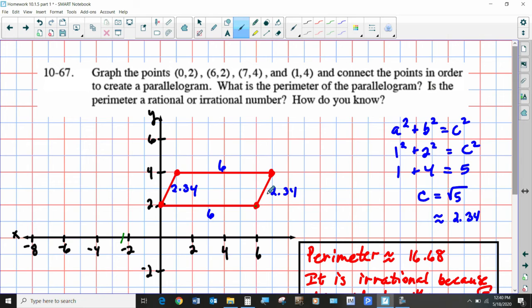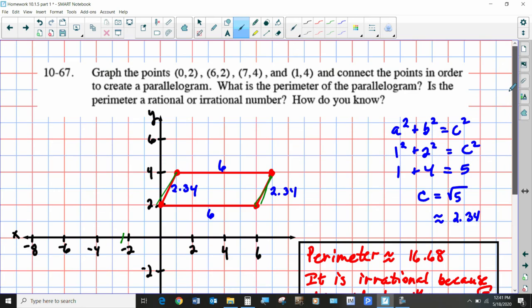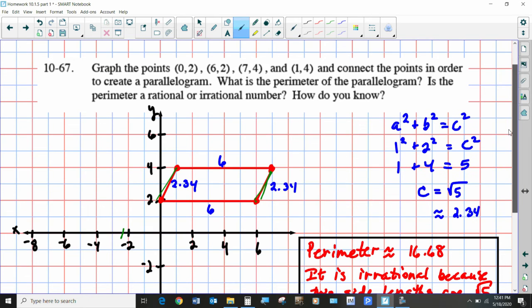Well, that's a hypotenuse, isn't it? So we have to use the Pythagorean theorem to figure out these two diagonals. So a squared plus b squared is going to be equal to c squared. So 1 plus 4 is 5. The square root of 5 is 2.24 approximately. That means that each one of these sides has to be 2.24. So you add them all together and you get something that's roughly close to 16.68 units. Do they even tell us what the units are? No, they're just units.